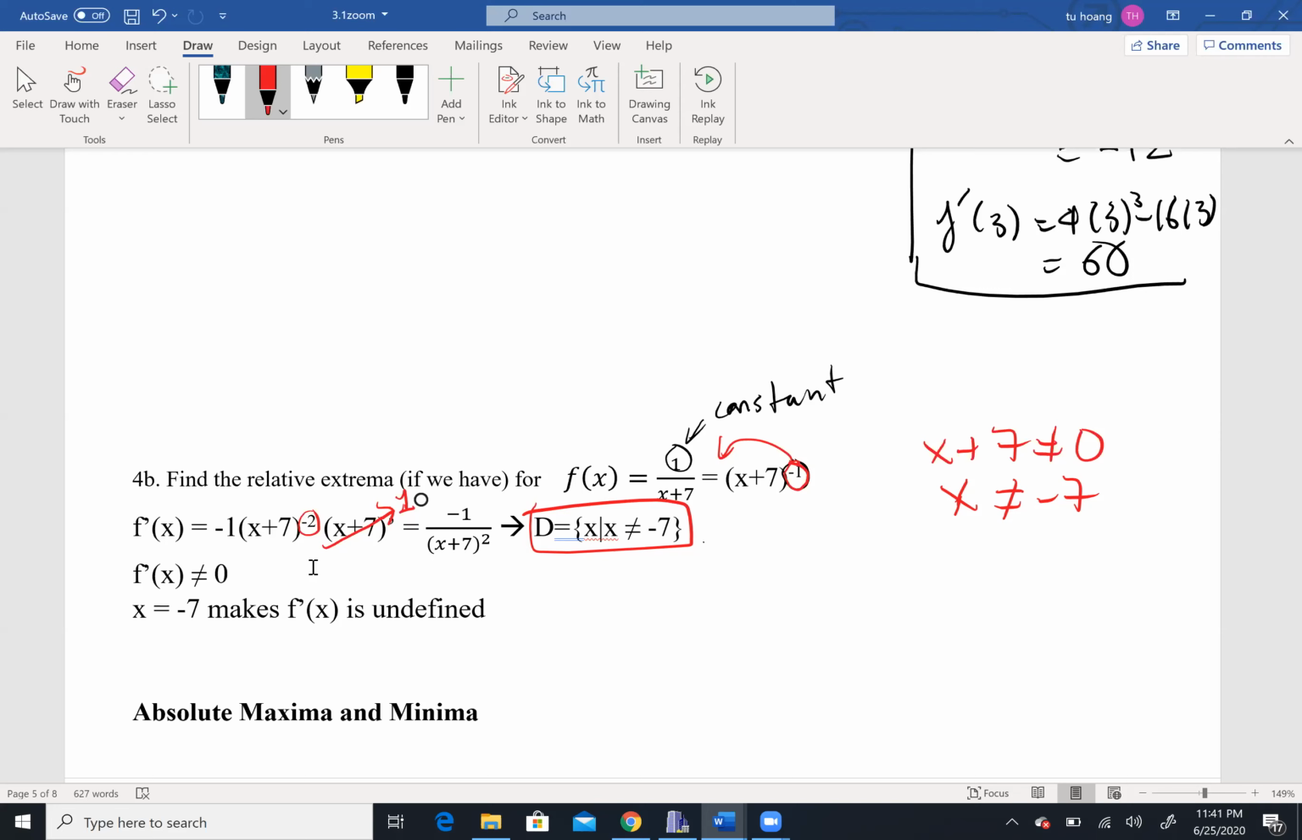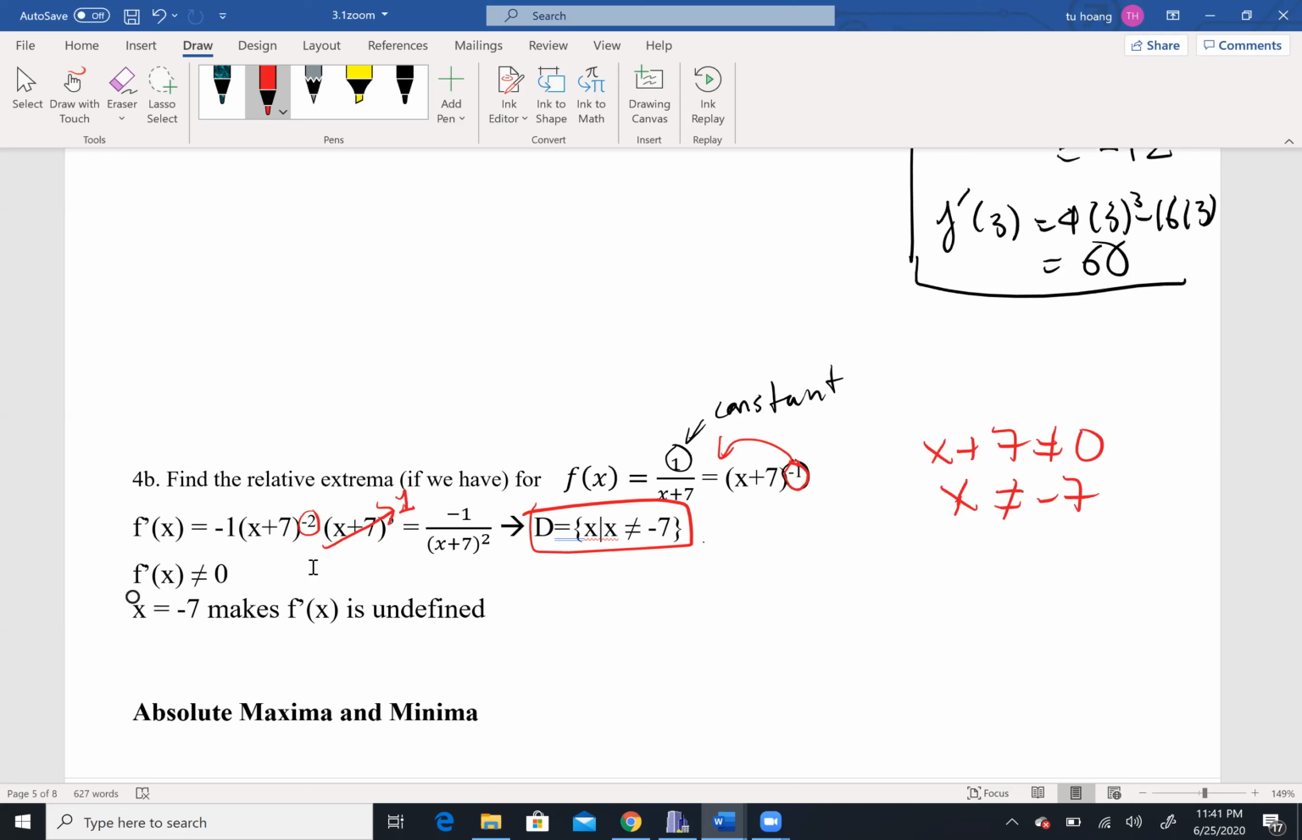Now, can I solve for x to make the derivative f'(x) equal 0? You cannot. Because the top is equal to negative 1 and the bottom cannot equal 0, so you will never have a chance to make f'(x) equal 0. And I say f'(x) never equals 0.